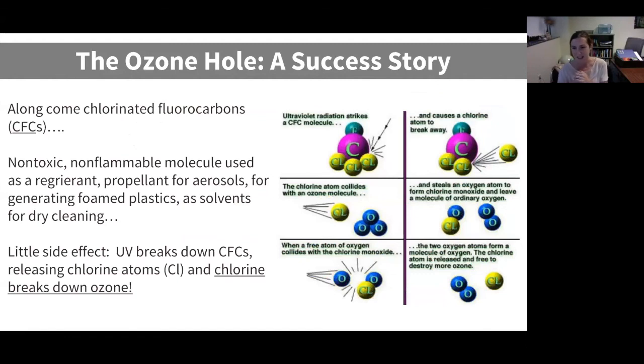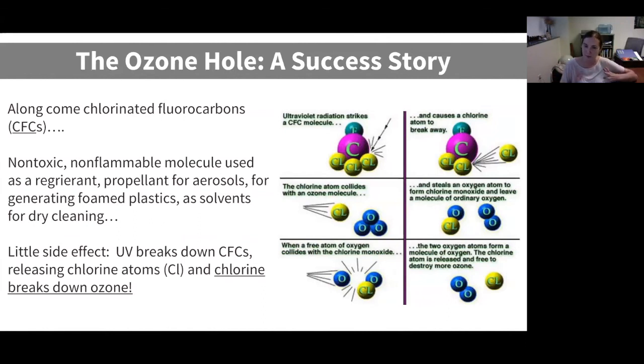I forget the exact year for this, but when chlorinated fluorocarbons, or CFCs, came out, they were looked at as a sort of dream chemical because they were non-toxic, non-flammable, and had all of these uses. They were used for refrigeration, as a propellant for aerosol spray cans, in plastics, and as solvents for dry cleaning. So really a super molecule. And no one thought about this at first.